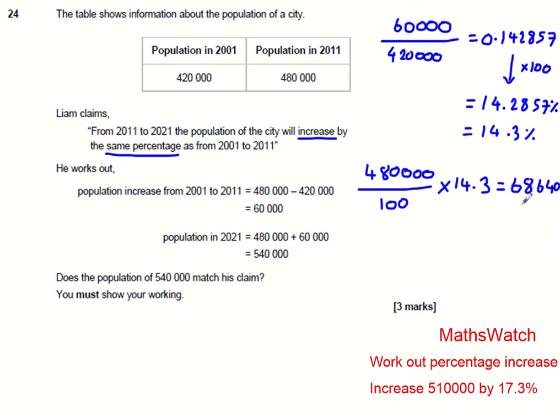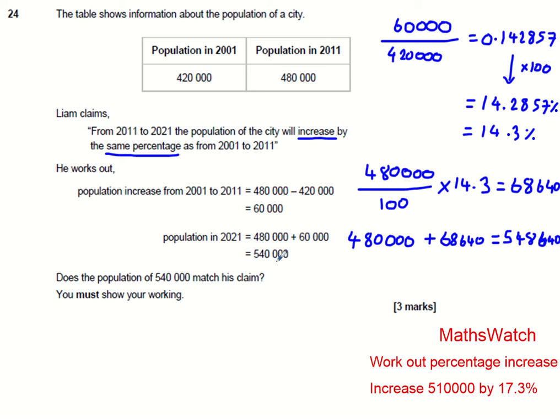To work out the final population in 2021 then, we will take the original 480,000 from 2011 and add on that 68,640 to give us an answer of 548,640. Apologies, 548,640.